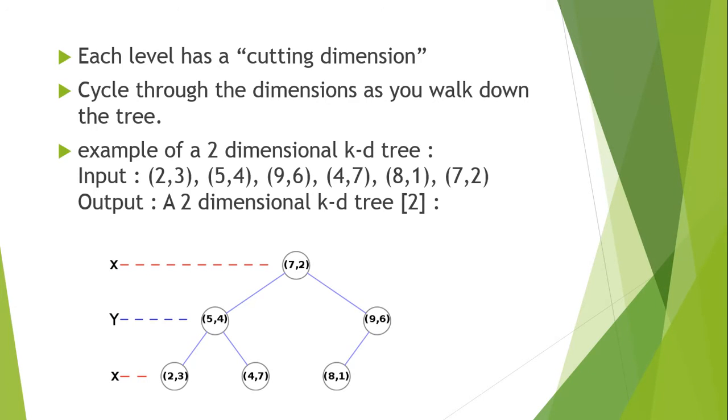For example, if we were to search for 4, 7, we would first compare it on the x-axis. So 4 is lesser than 7, so we would move towards the left, and then we would use the y-axis property. So 7 is greater than 4, so we would move right, and tada, we have found 4, 7.